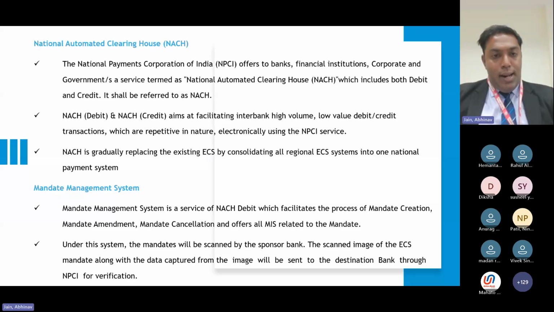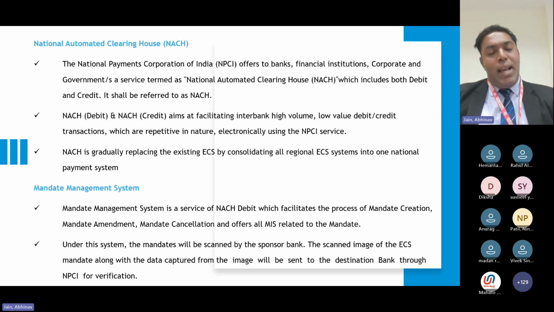Next, let us discuss National Automated Clearing House, NACH. NPCI, which is National Payments Corporation of India, offers banks, FIs and other government bodies the NACH facility for both debit and credit. Suppose there is an interbank transaction to be done which is of high volume and low value. Let's say Union Bank has to pay dividend to all its customers. So it would be going for NACH. The debit account is in one bank, a single debit, and multiple credits would be there. So the NACH facility would be used.